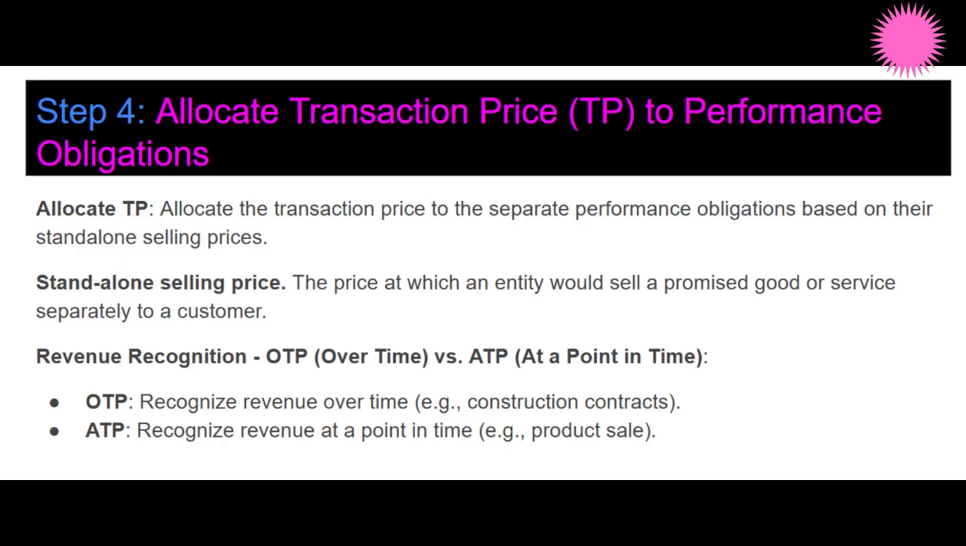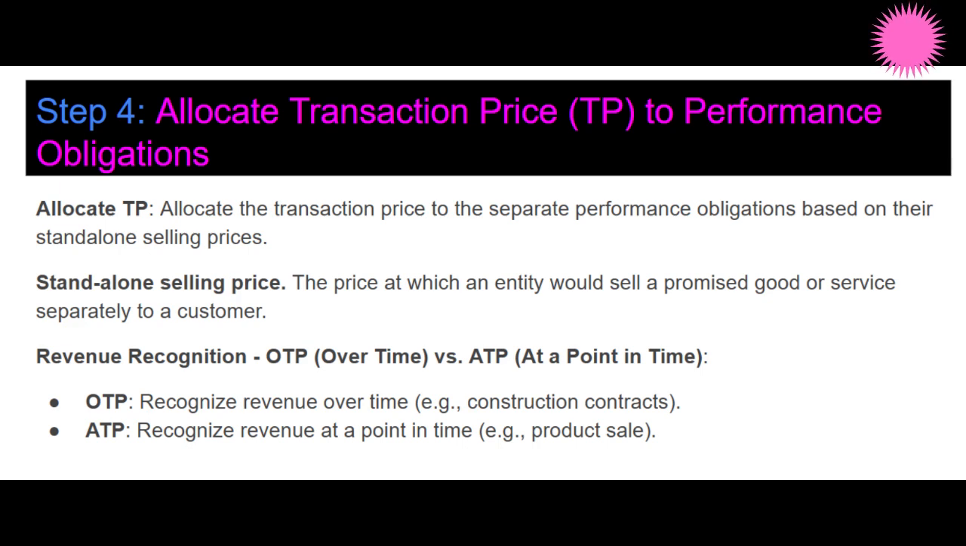So we're slicing the pie, but how do you determine the size of each slice? Standalone selling price, that's the key. What would the company charge for each item if it was sold on its own? Okay, so even if it's a package deal, you've got to break it down, look at the value of each component. Exactly. And this is where things can get really interesting with those bundled contracts.